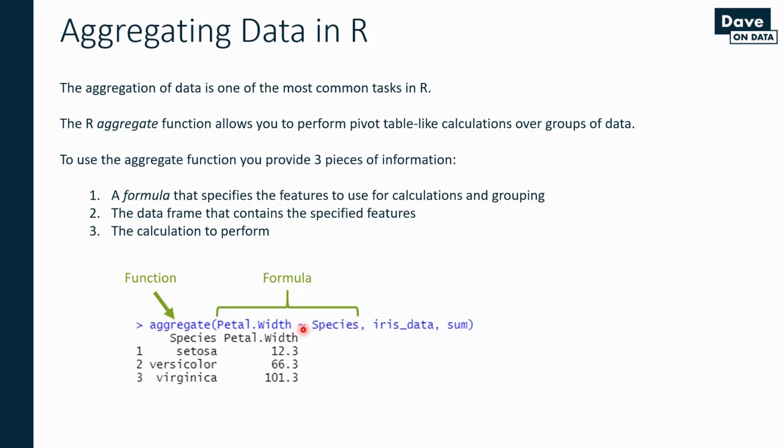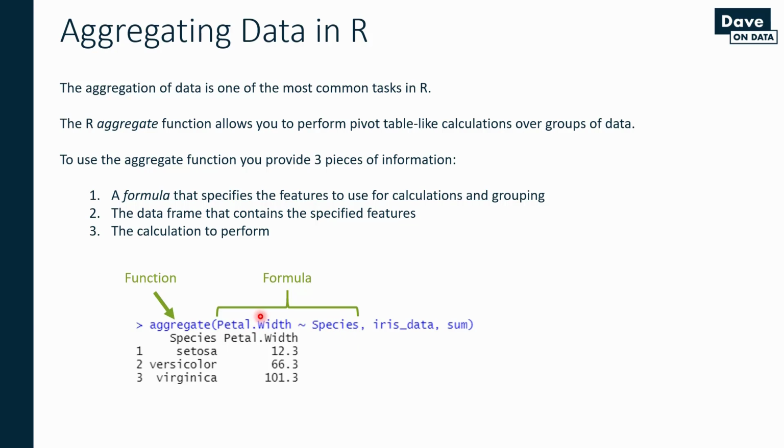Think of the tilde here, this little squiggly, as being equivalent to the English word by. I would like to aggregate petal.width by species. So when you're using the aggregate function and you use the formula, everything to the right of the tilde, to the right of the squiggly line here, is your grouping variables. And they're typically either strings or, even better yet, they're factor variables, because factors are the explicit categorical or grouping data type in R. So this is where your groupings are listed.